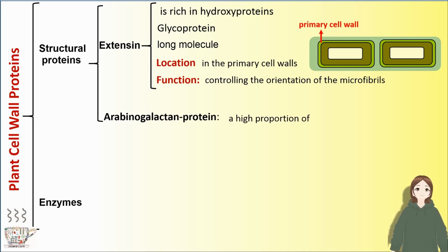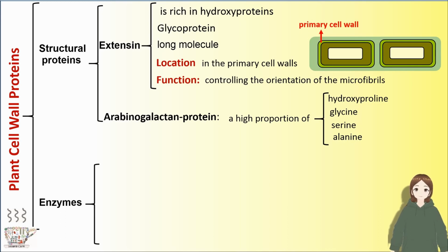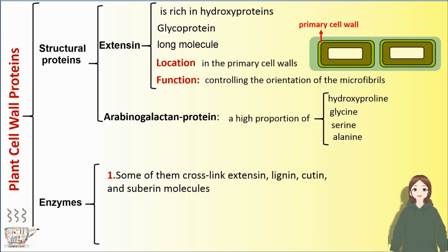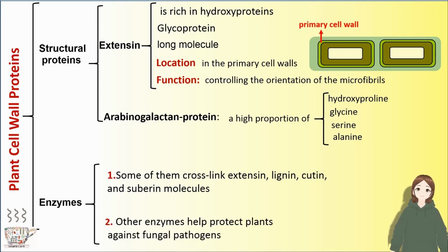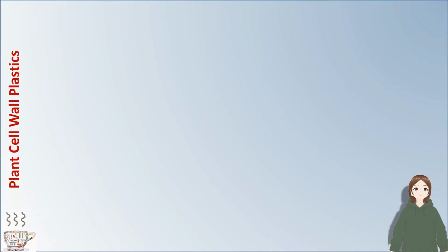Arabinogalactan protein has a high proportion of hydroxyproline, glycine, serine, and others. Enzymes. Some of them cross-link extensin, lignin, cutin, suberin molecules. Other enzymes help protect plants against fungal pathogens. Plant cell wall plastics.